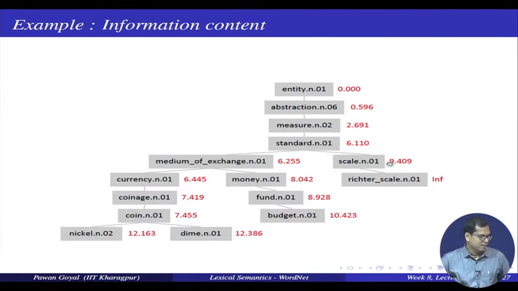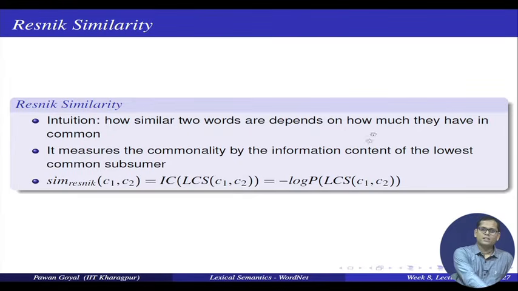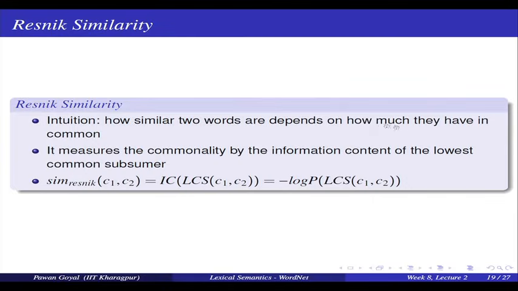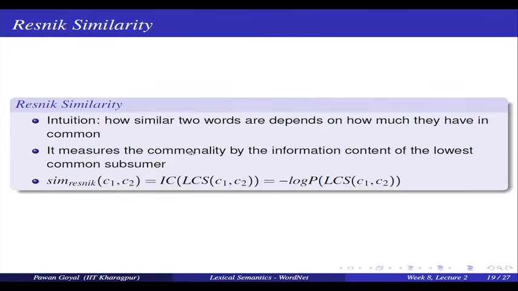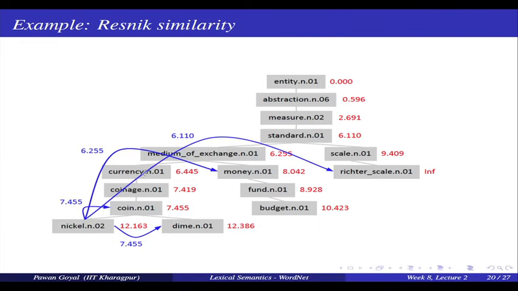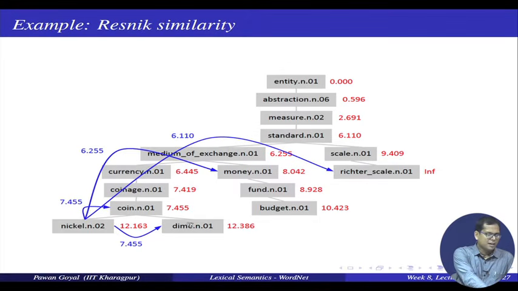Okay. So what are the formal methods by which we can capture this? One is Resnik similarity. It says how similar two words are depends on how much they have in common. So find out their lowest common subsumer and find out the information content of that, and that will denote the similarity between these two concepts. So it measures the commonality by the information content of the lowest common subsumer. Like here, nickel and dime, the similarity would be the information content of the LCS, that is coin. So similarity between them is 7.455.